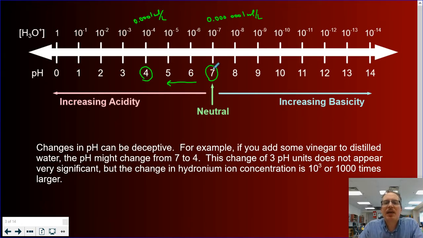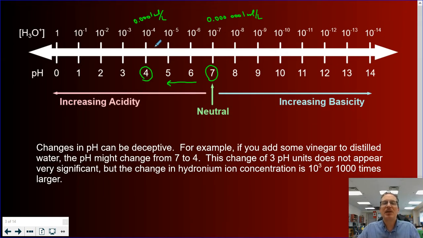So when I look at pH and it changes by 3 pH values, you would think, well, that's not that much. However, when you think of it in terms of hydronium ion concentrations, we are changing by a factor of 10 to the exponent 3, or 1,000 times larger the hydronium ion concentration is going to be, because it's 10 times larger for each pH value. So it'll be 10 times larger, 100 times larger, 1,000 times larger. So we find this a little bit deceptive as we think our way through it.